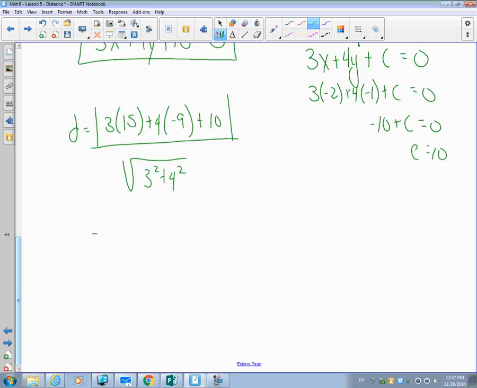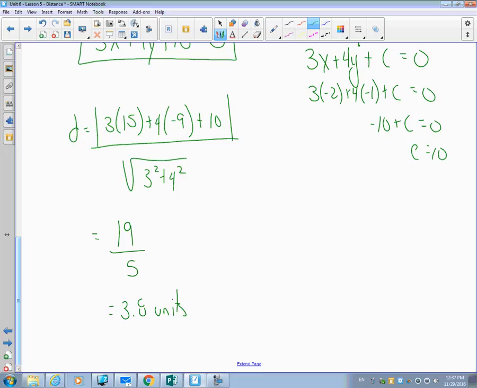which gives us on top 45 minus 36 plus 10, which is 19, and on the bottom root 25, or just 5, which gives us 3.8 units. Okay, and that's how R2 works. R2 is pretty basic to work with.